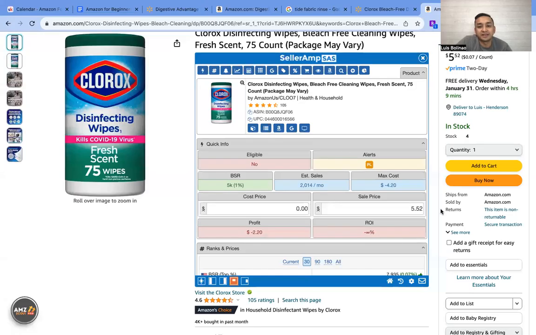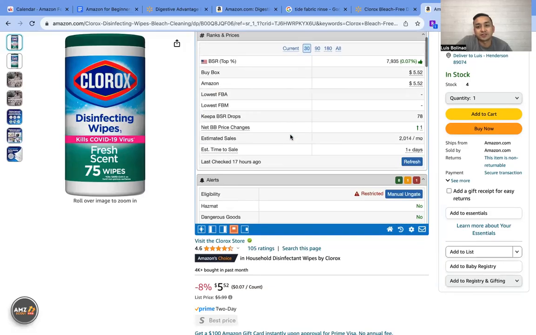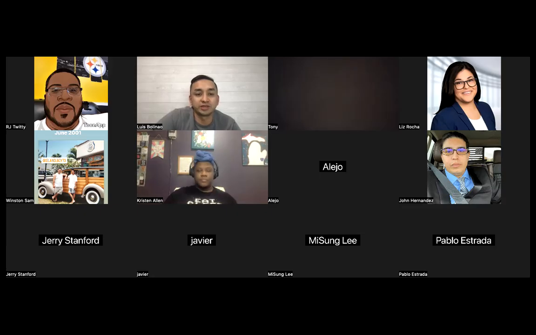Meaning it needs to give you at least a 20% ROI, right? It needs to give you a good amount of sales. And also the competition needs to be decent, and that way you can share the sales with your competition. So I want to say those are the main data points when looking for a product. Got it?